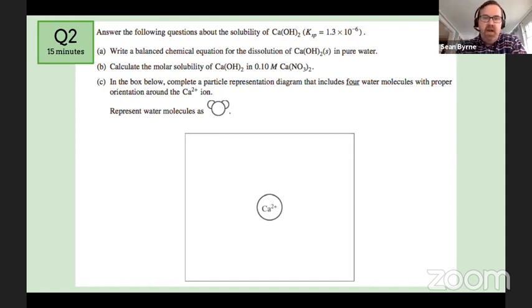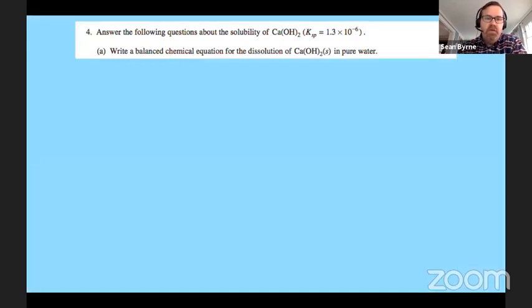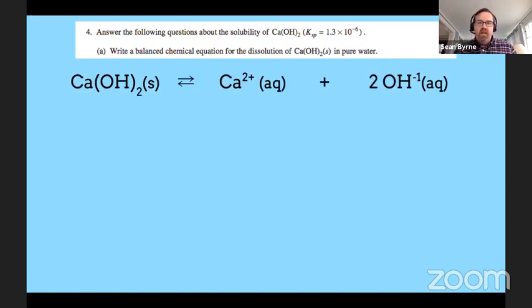Okay, I'm going to assume that you have at least some sort of a solution in front of you as we tackle this problem. First thing we're going to do is write a balanced chemical equation for the dissolution of calcium hydroxide in pure water. I hope that this is a relatively straightforward one for you. We're just identifying that calcium and hydroxide are the 2 ions, that we would have 2 OH minuses that are here. We would identify calcium hydroxide as a solid.